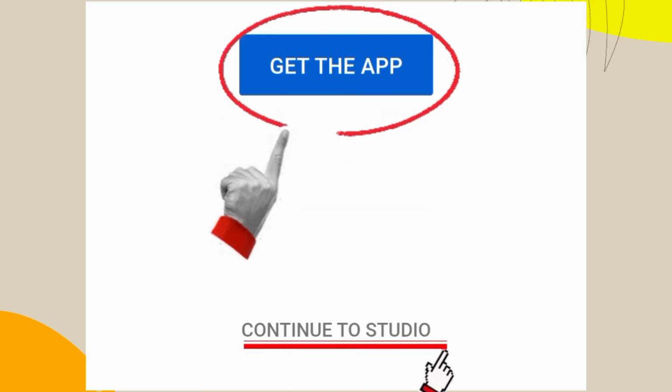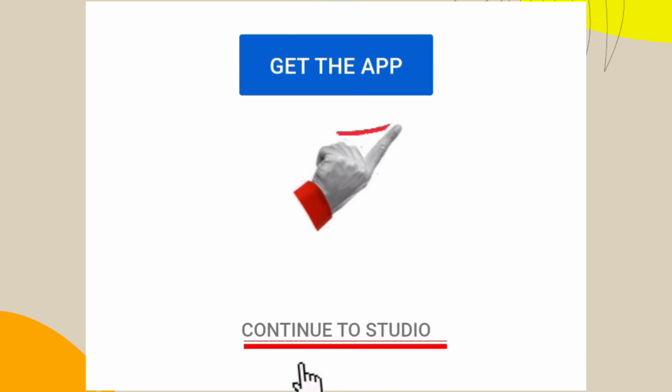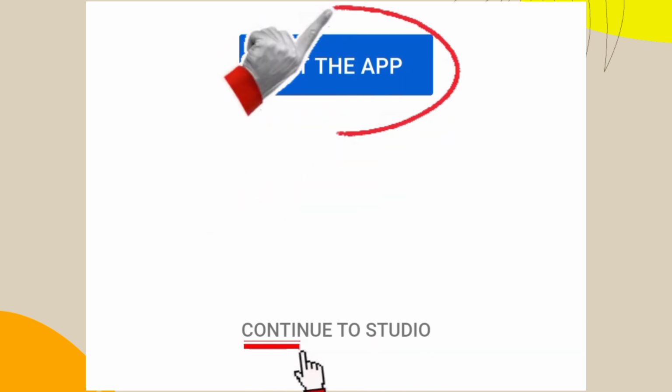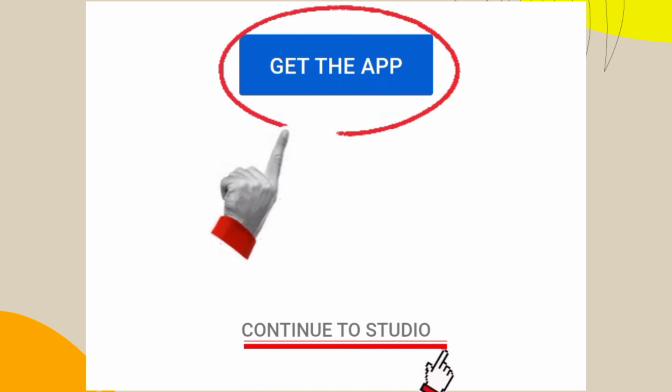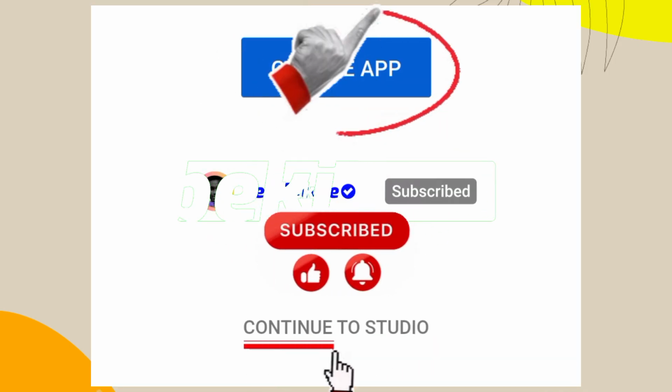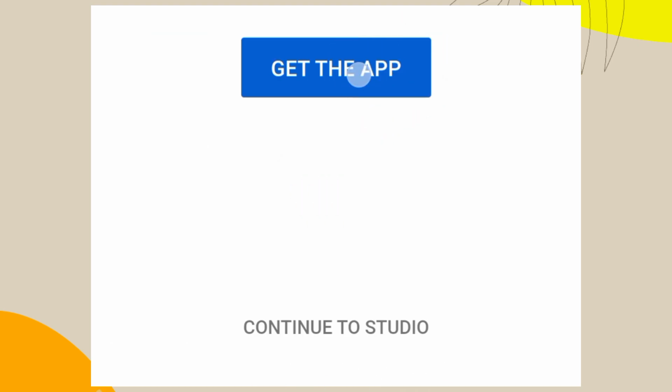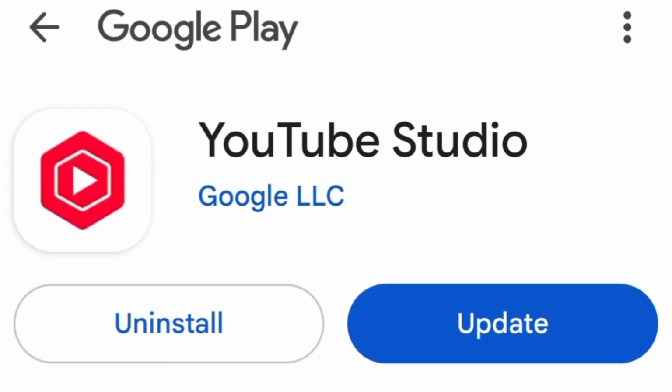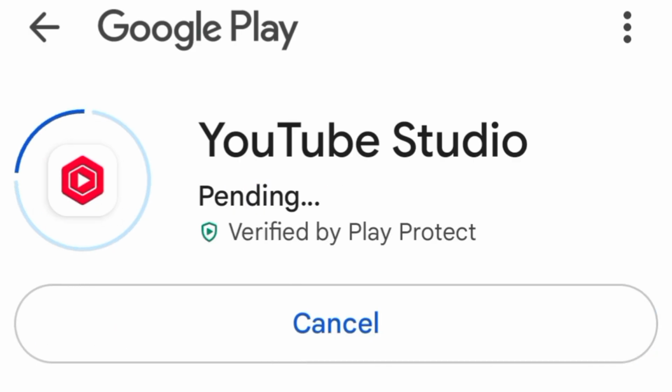Here you have two choices. The first one, you can use your app, and additionally, if you haven't the app, you can use the website of YouTube Studio. Let me show you the app. Get the app. Then, if you have the YouTube Studio application on your phone, it will show that you have it. Then let me update it. It asks me to update the app.